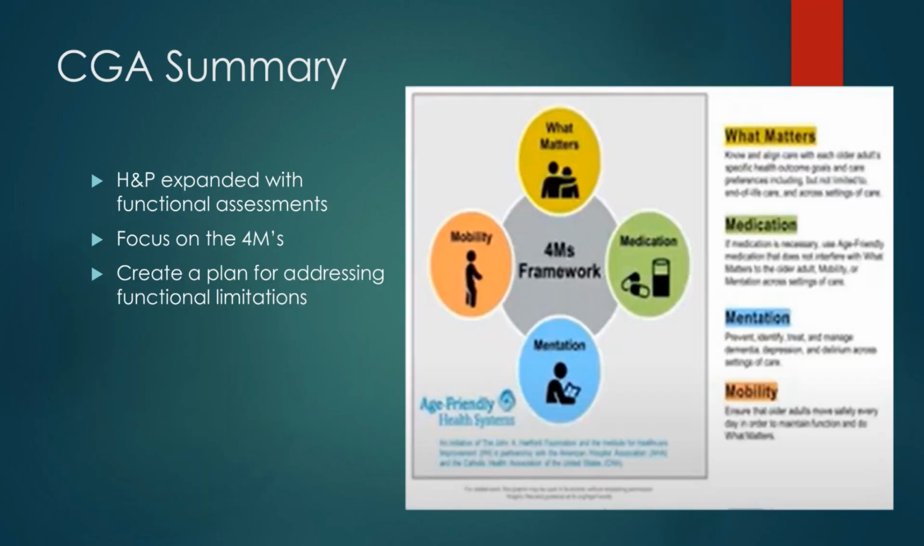In summary, our comprehensive geriatric assessment is basically a very complete history and physical that's been expanded with various functional assessments. If you can remember the geriatric 4 M's, that's going to give you the essence of geriatric assessment. We want to know what matters so that we can align the care of the patient with their health outcome goals. We also want to look at medication for opportunities to deprescribe.